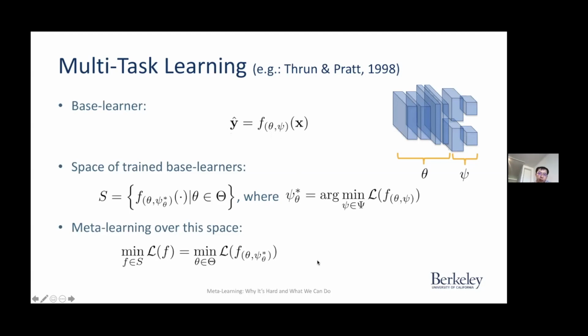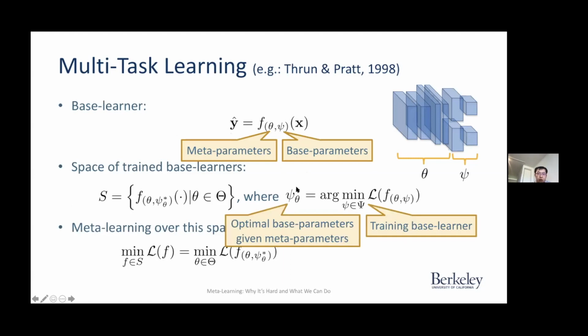The space of trained base learners is essentially going to be the following. First of all, we refer to theta as the meta parameters, and psi as the base parameters. If we take a look at the different things in the search space, we minimize over the task-specific parameters psi to train our base learner. This is what the minimization is doing, and that is essentially just ordinary base learning.